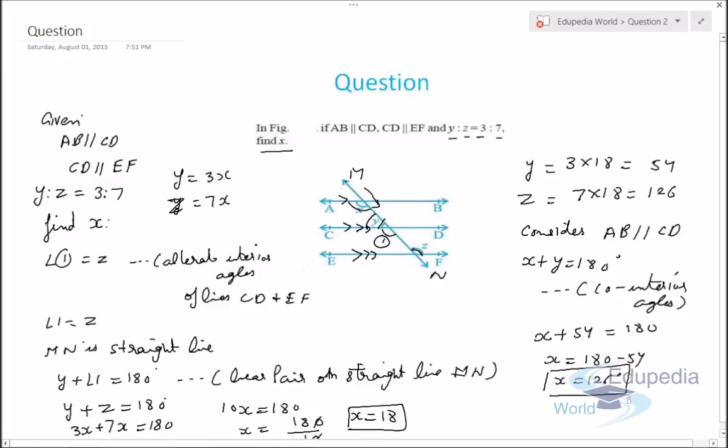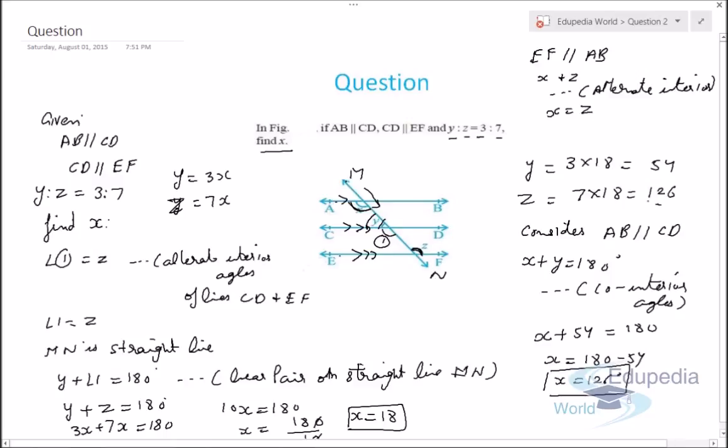Suppose we got the value of z. Now z is 126. Now if you consider this line EF is parallel to AB, then this angle and this angle, angles x and z, represent alternate interior angles. You can clearly see that they are inside the lines AB and EF and on the opposite sides of the transversal. So they are equal. So x will be equal to z.